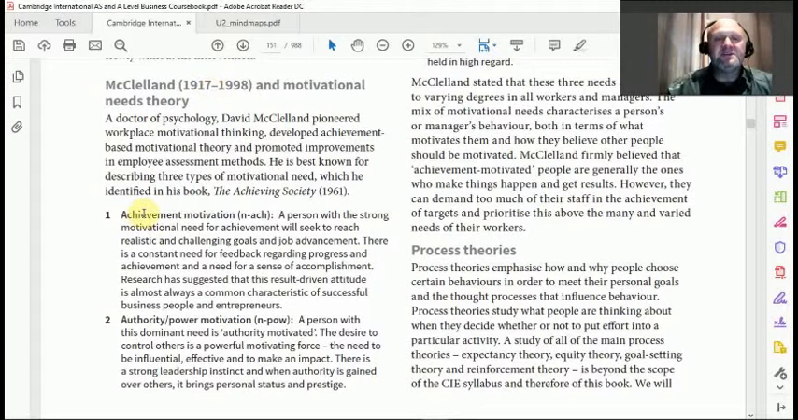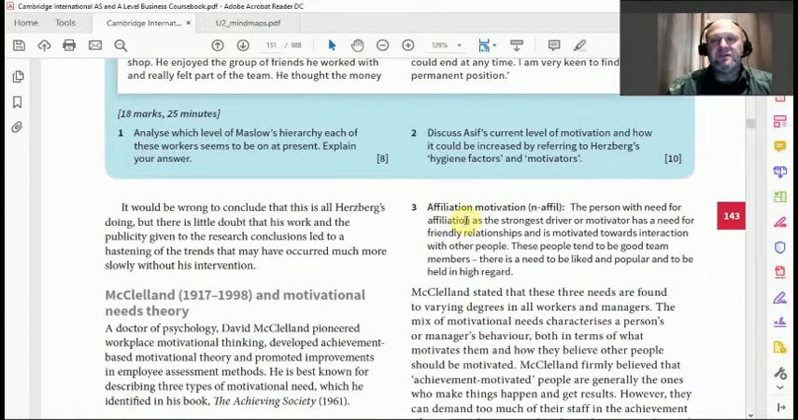Everybody needs to be motivated. And he wrote a book. But basically, it's about achievement motivation, authority or power motivation, and then, of course, affiliation motivation. Let's start with affiliation motivation. A person will need to be affiliated to the strong driver or motivator that he has a need with friendly relationships and motivated towards interacting with other people.